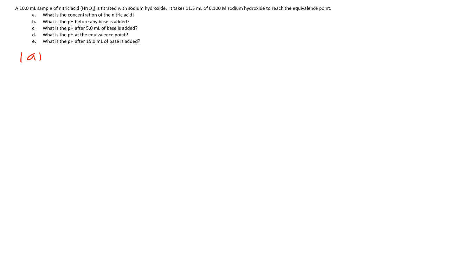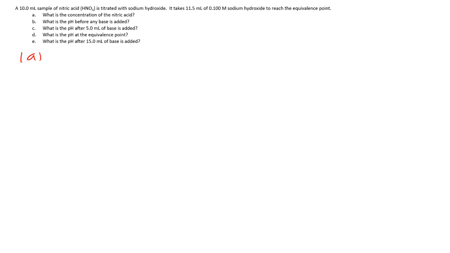So we're going to start by noting that in this titration, we have a 10 milliliter sample of nitric acid and we're titrating with sodium hydroxide, and we're given the volume and concentration that it takes to reach the equivalence point. So for this problem, we want to note that it's a strong acid, which means we should use all of our strong acid concepts rather than our weak acid concepts. So you have to start by noticing that.